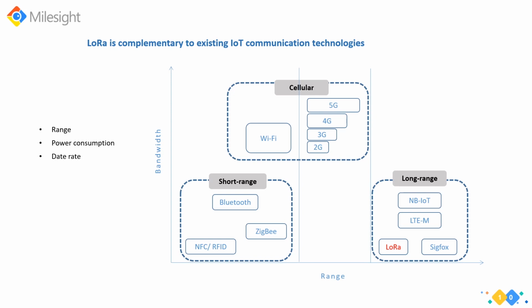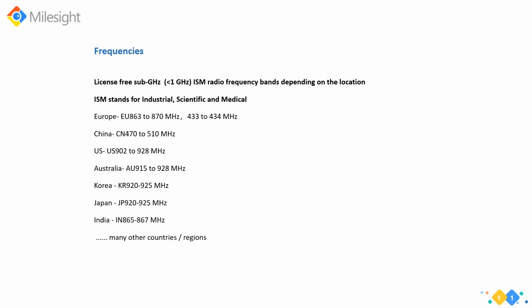powered, not DC powered or solar panel powered, but battery powered. In that case, battery life is so important. And LoRa can be used in the license-free spectrum. So in every country, the government provides some license-free spectrum for industrial, scientific, and medical research use.